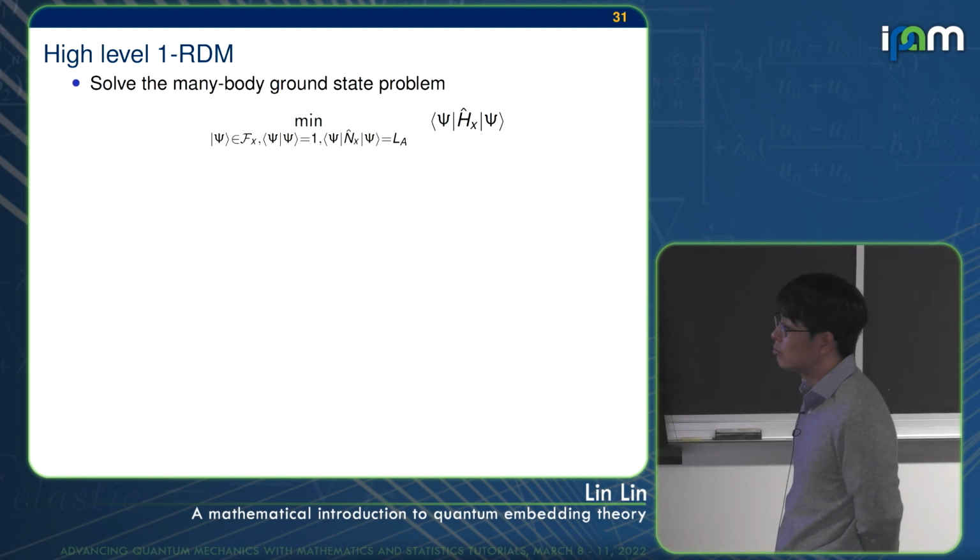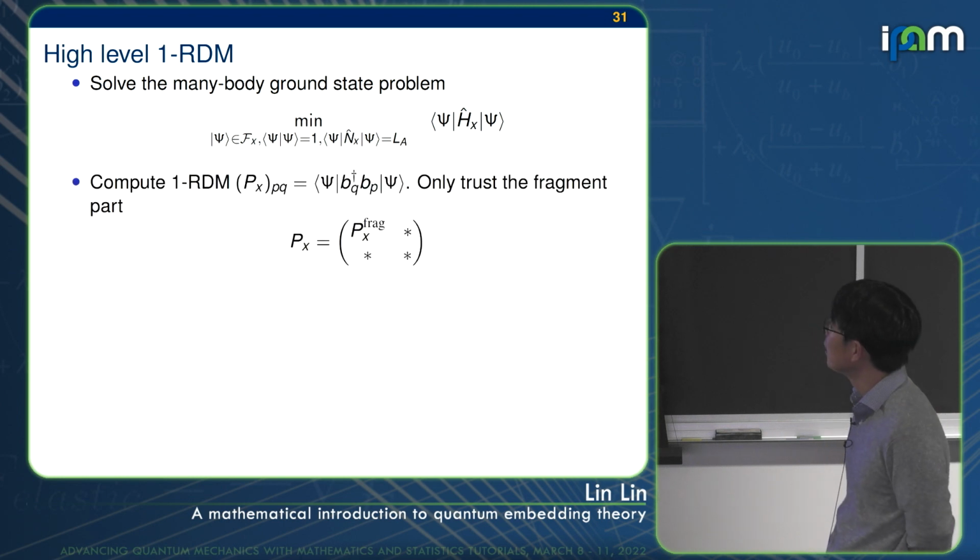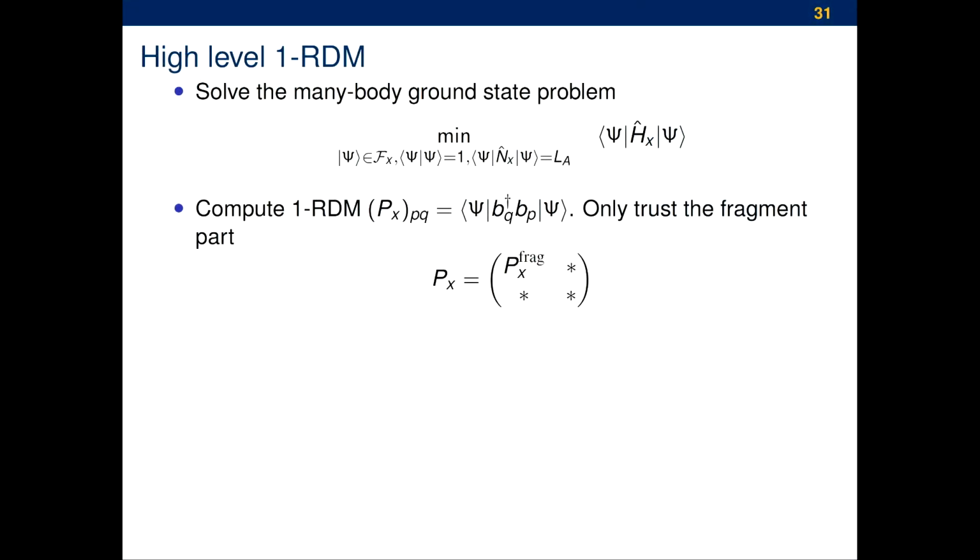Then how do you get your high-level 1 RDM, which is really the real deal that you want? You compute the 1 RDM, I call it P. Whenever you see a P, it really means D, but constructed from the high-level solver. And this is with respect to these new creation operators, BP, BQ dagger, BP, and we only trust the fragment part.